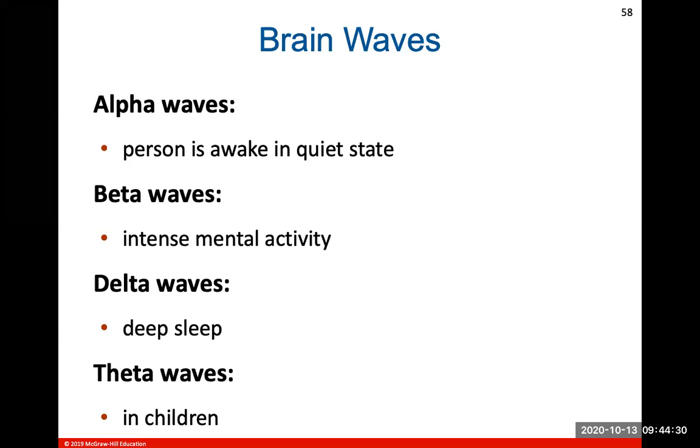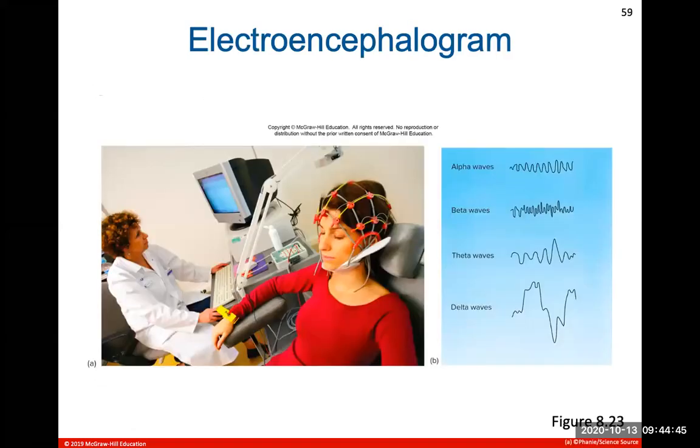There are different brain waves. Alpha waves will occur when the person is awake but quiet. Beta waves are intense mental activity. Delta waves are the deep sleep brain waves, and theta waves are only in children. So this is someone being hooked up to an electroencephalogram, an EEG. Again, there are electrodes placed on the patient's scalp, and this is how the waves will look different as they come through the machine.